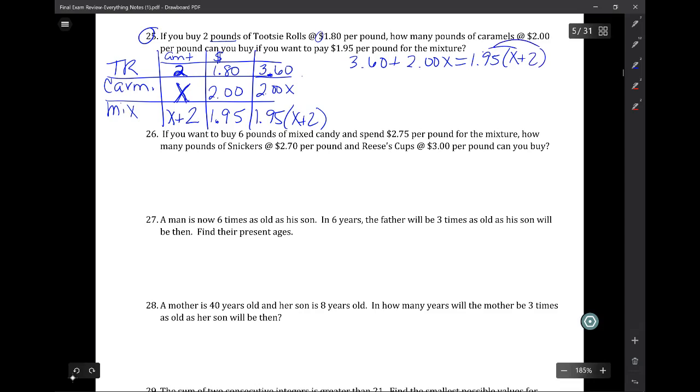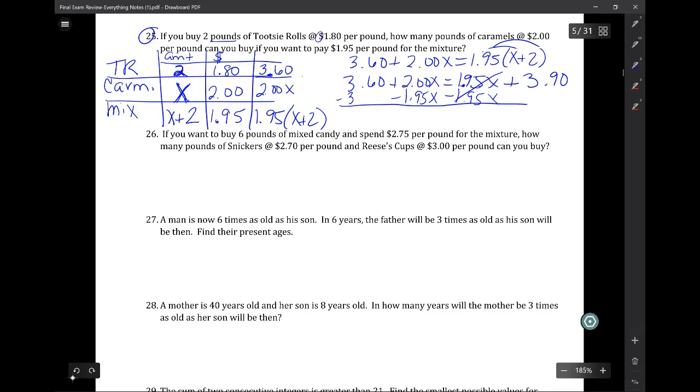Distribute. So $3.60 plus $2 for every caramel is equal to $1.95 X plus $3.90. All right, start solving for X. So I'm going to move the $1.95 over to join the $2. Just beware of your decimal places here.